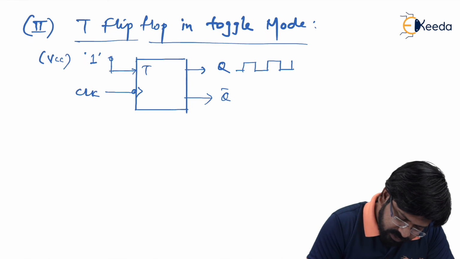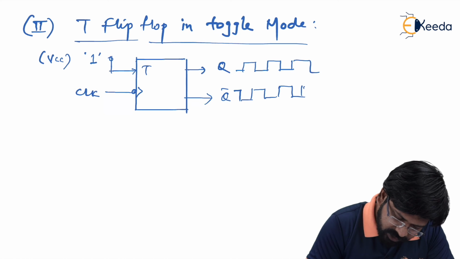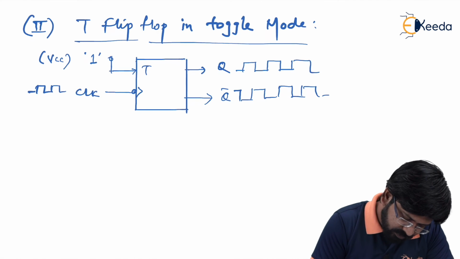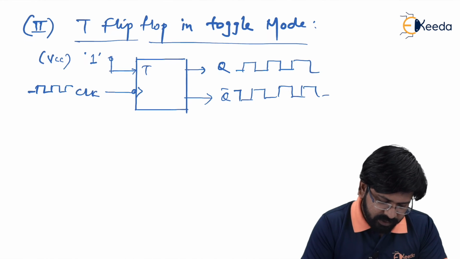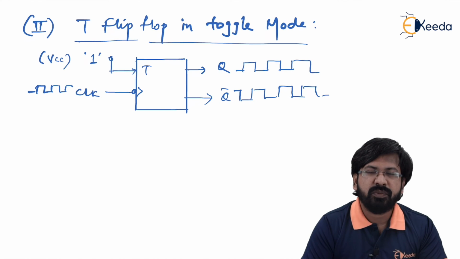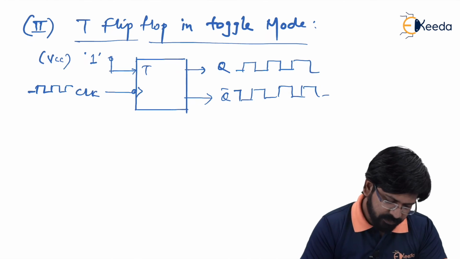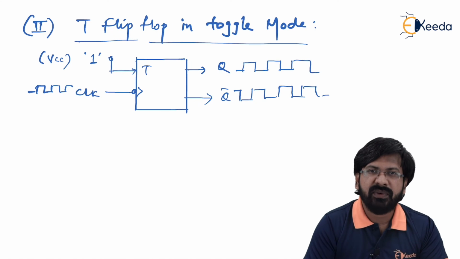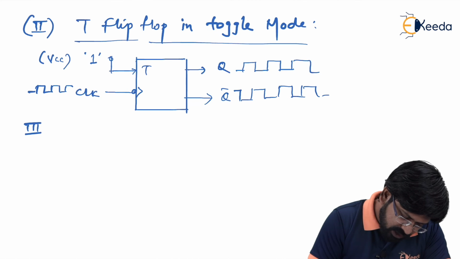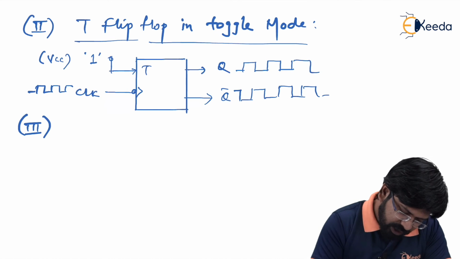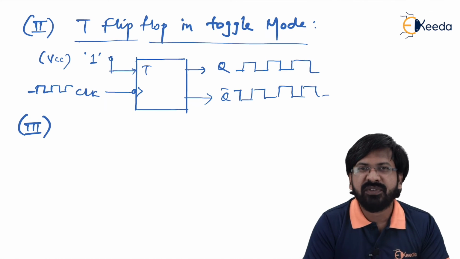So again, the complement of this square wave is generated at Q bar. Even here, f out will be equal to f clock divided by 2. So this is how we have seen how the JK flip-flop and T flip-flops are operated in toggle mode. It is quite important to see, and you will be surprised to know that even the D flip-flop can be used in toggle mode.